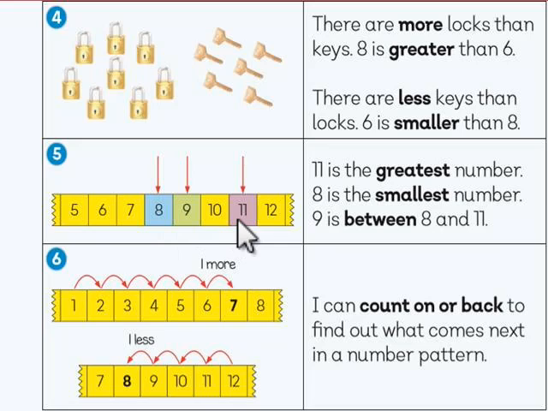Number 6, I can count on or back to find out what comes next in the number pattern. So if I count one more, one more is 2, 3, 4, 5, 6, 7. One more is 8. When you say one less, we will count backward from 12. Less 1 is 11, less 1 is 10, less 1 is 9, less 1 is 8, and less 1 is 7.